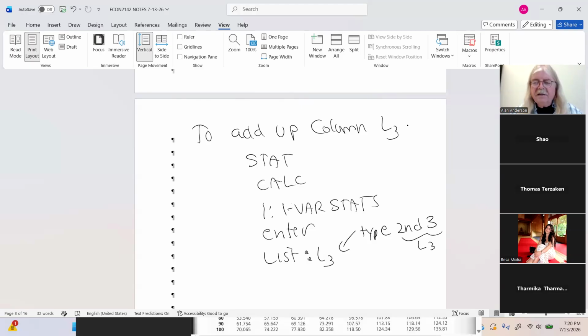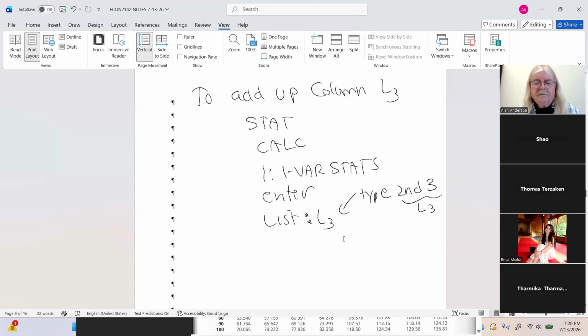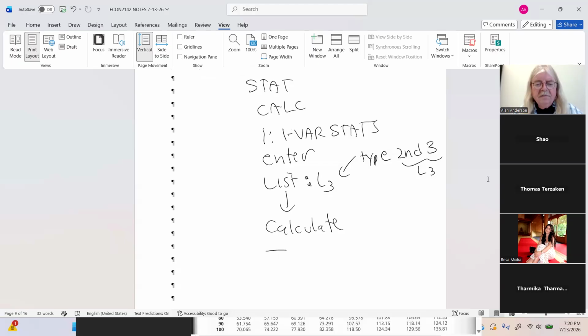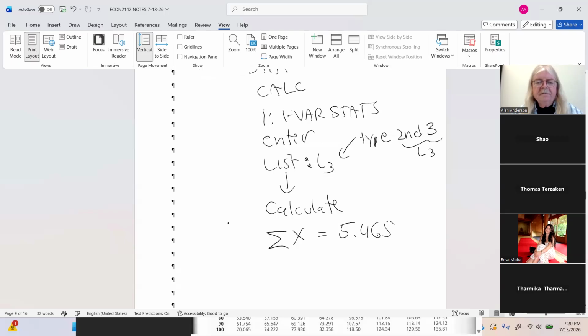Once you've done that, go down to calculate. You can skip over a frequency list. And the number you'll want is the one that's labeled sum x. Yes, and this is the one that we got manually by hand. That is your statistic.